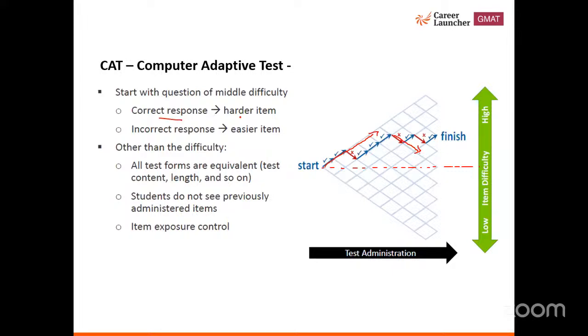A correct response gives you a harder item. An incorrect response gives you an easier item. Simple as that. So a correct response, a harder item will give you more points, and thus your score will be higher as well. So in a nutshell, there is that element of negative marking as well, right? Because if you get a question wrong, you are being penalized in terms of your difficulty level. If your difficulty level goes down, eventually your score will also go down.